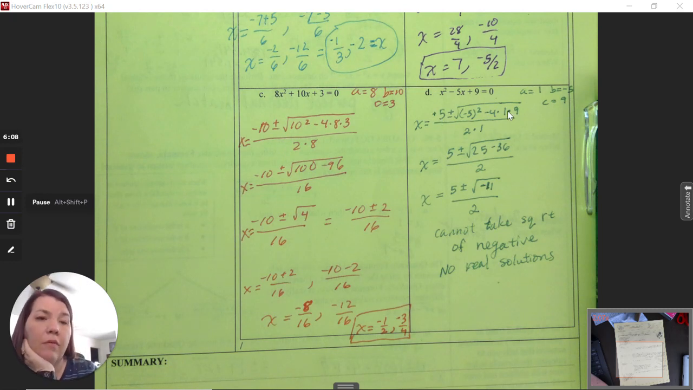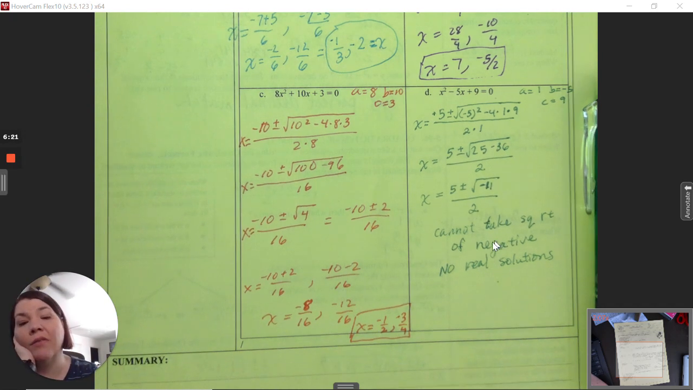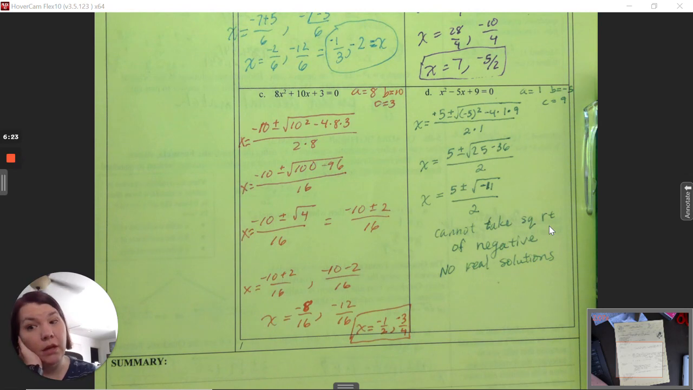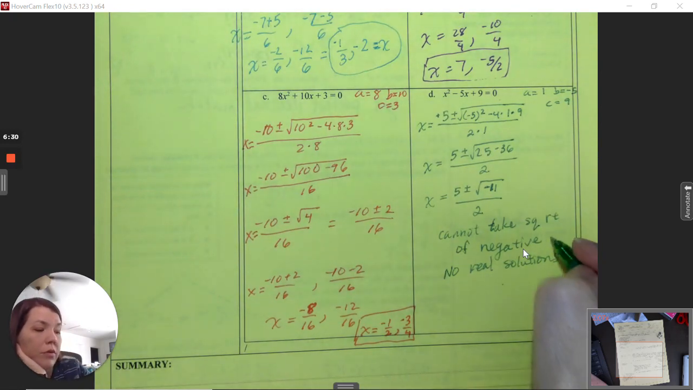All right, so we have everything plugged in. I ended up with 5 plus or minus the square root of 25 minus 36, over 2. 25 take away 36 is negative 11. I cannot, as of today, take the square root of negative numbers. So there's no real solution.